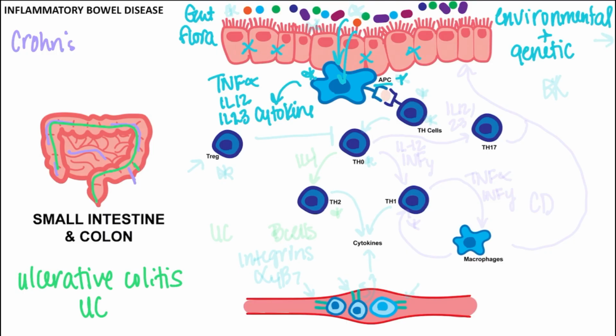So the antigen-presenting cell will also present that bacterial antigen originating from the gut flora to Th cells, or T helper cells, to trigger their activation and proliferation to become Th0 cells. These Th0 cells then differentiate based upon their cytokine environment. For instance, in Crohn's disease, Th1 cells are an important component, and Th0 cells differentiate via cytokines like interferon gamma and interleukin 12.